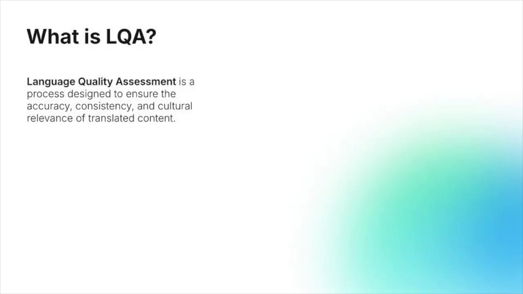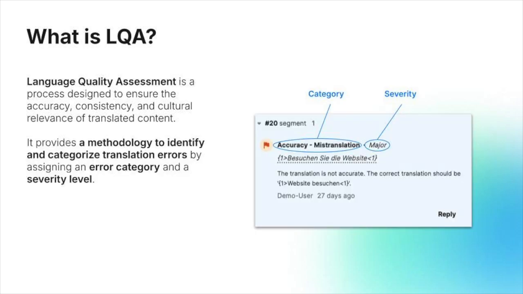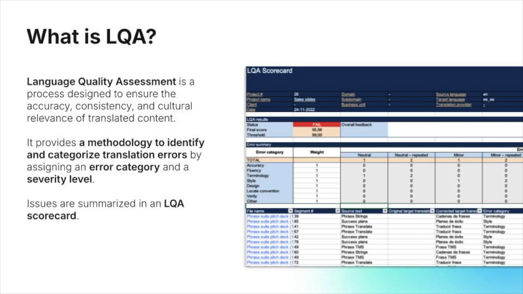LQA stands for Linguistic or Language Quality Assessment. It's a process used in the translation and localization industry to ensure the linguistic quality of translated content. It provides a framework and a methodology for linguists to identify and categorize translation errors by assigning them an error type from a predefined list and a severity. All of these are then summarized in a detailed report called a scorecard.